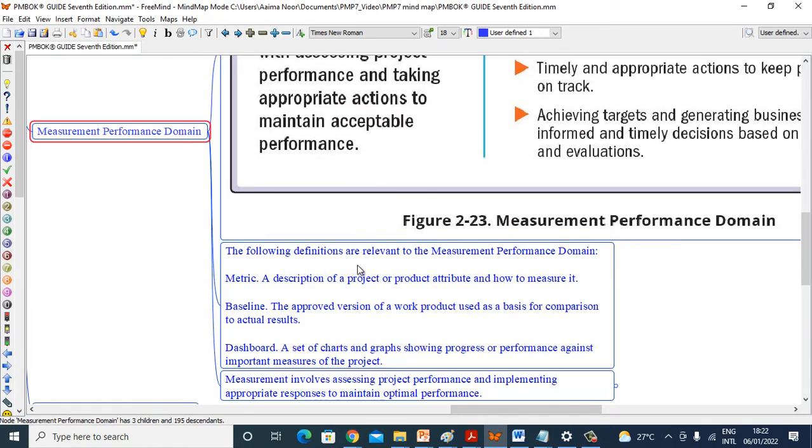The following definitions are relevant to the measurement performance domain: metric, a description of a project or product attribute and how to measure it; baseline, the approved version of a work product used as a basis for comparison to actual results; dashboard, a set of charts and graphs showing progress or performance against important measures of the project.